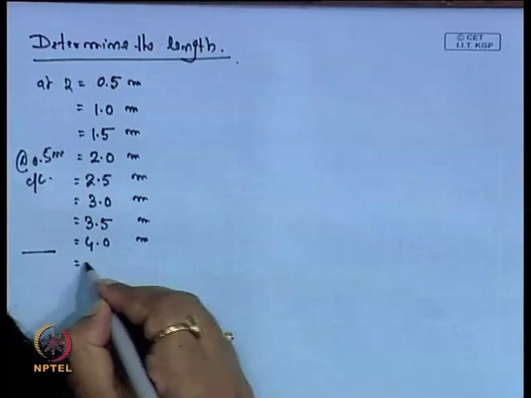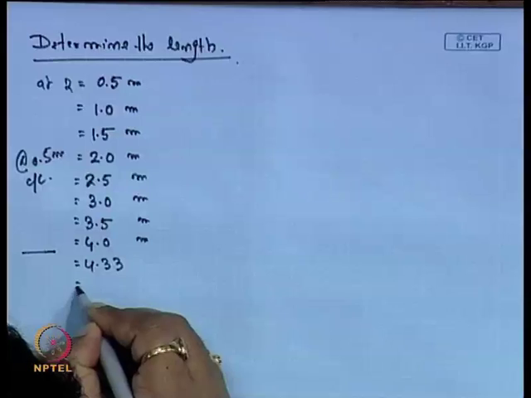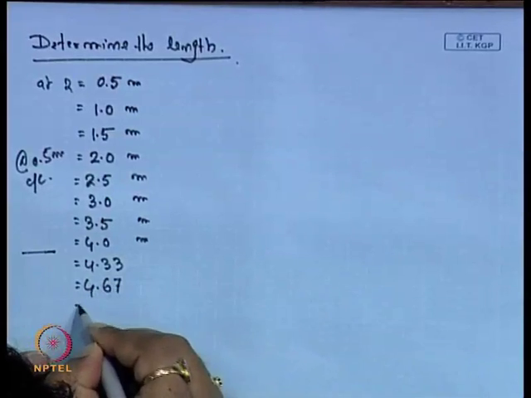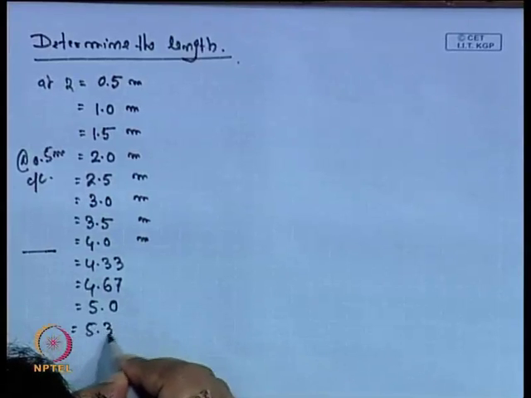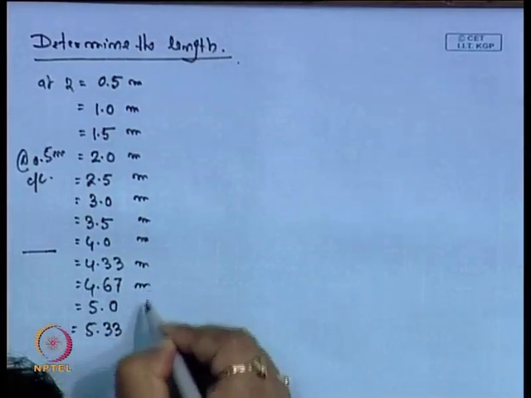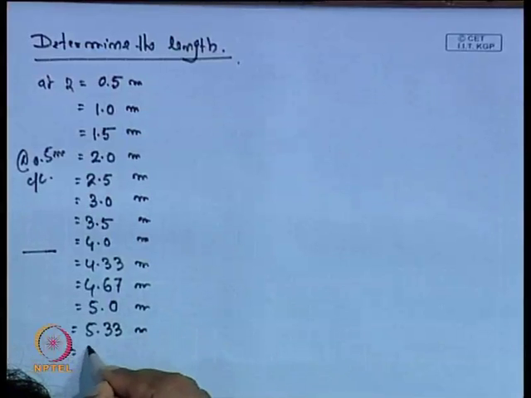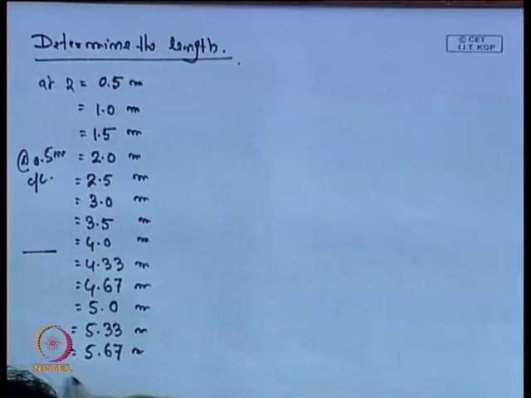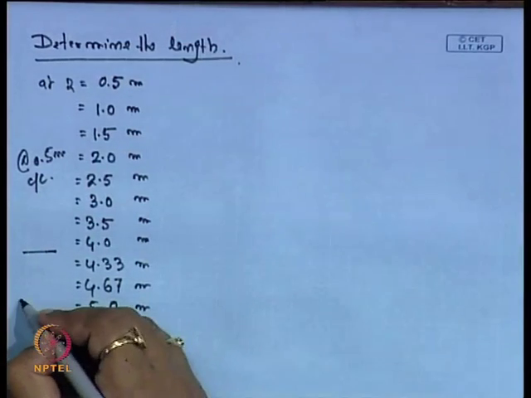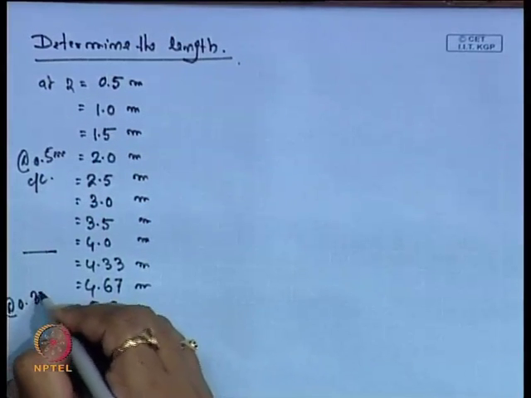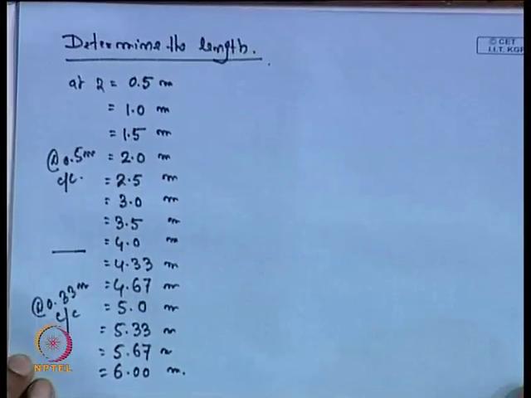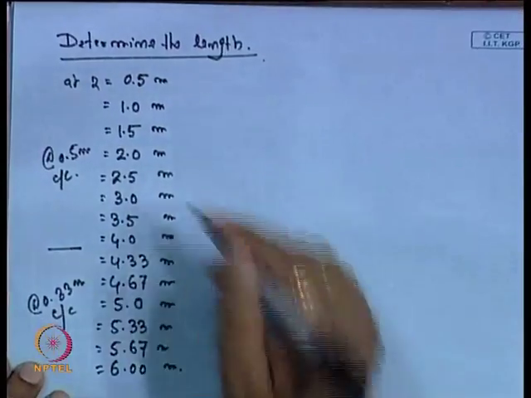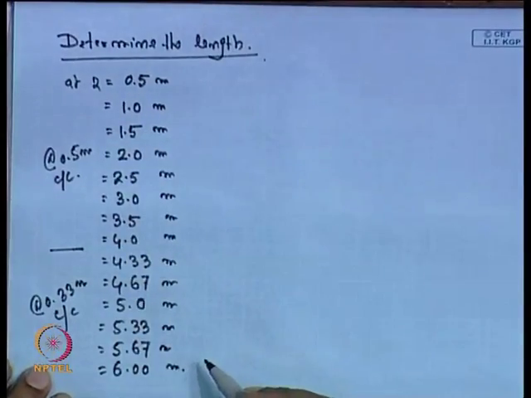Now, next one is 4.33, then 4.67, then 5 meter. So, next one is 5.33, then 5.67, then 6 meter. So, total 14 number. Here it is at the rate of 0.33 meter center to center. So, these are the total 14 reinforcement layers and their corresponding depths.